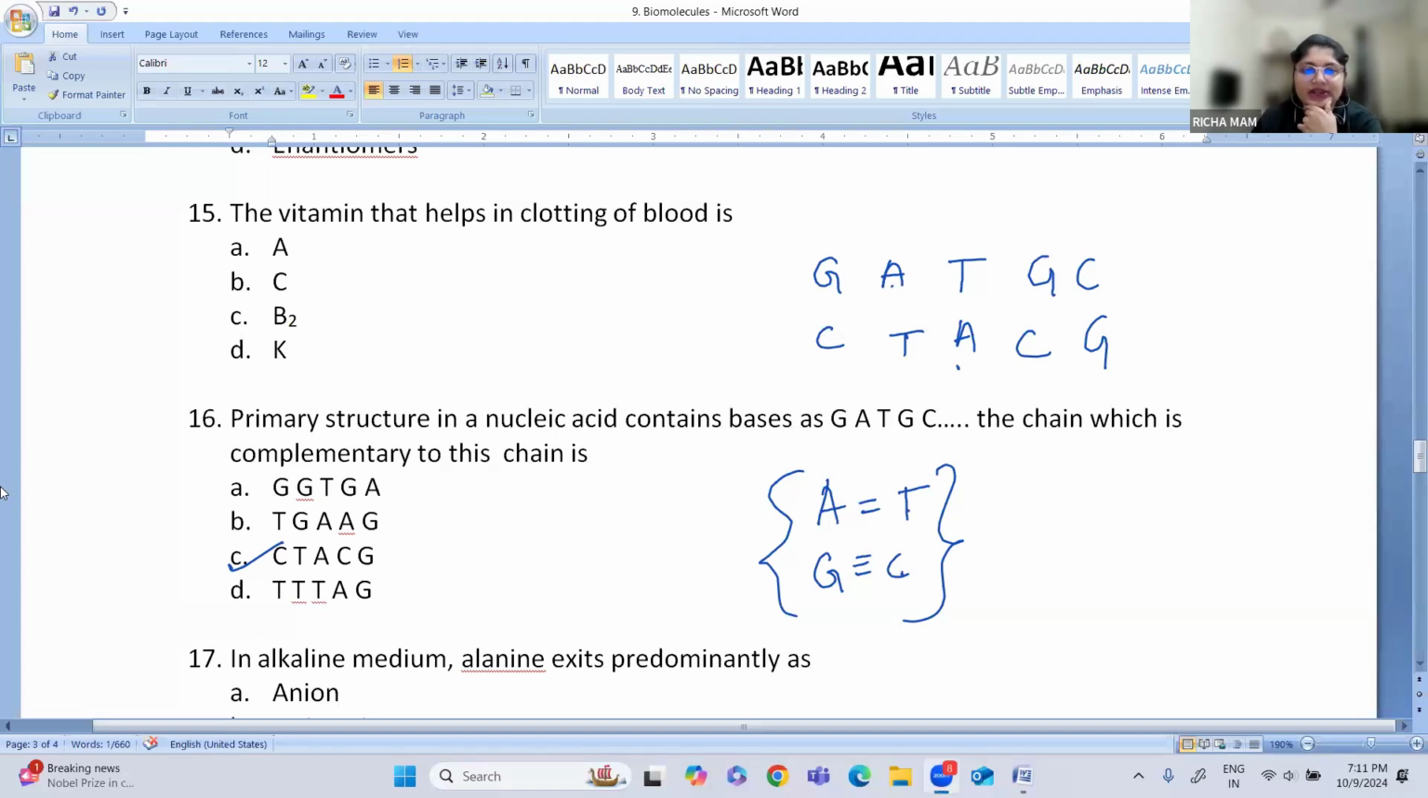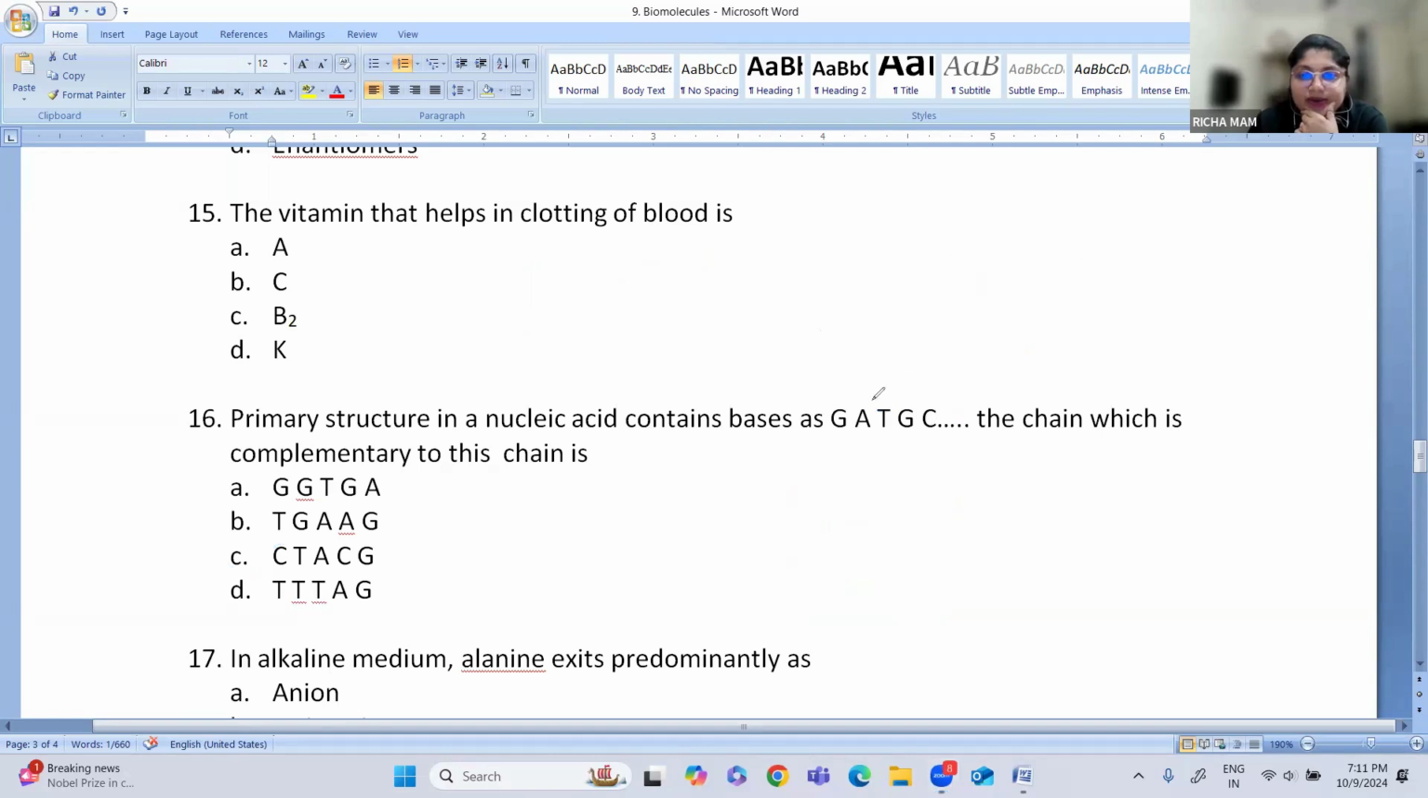Very good. So if they ask you about the primary structure in the nucleic acid, and it consists of AGATCG, then okay, this is DNA. Why? Because there is T, thymine, there. If there was GAUGC, that means it is RNA. Okay. So this is the complementary chain. So option number C is the correct one.